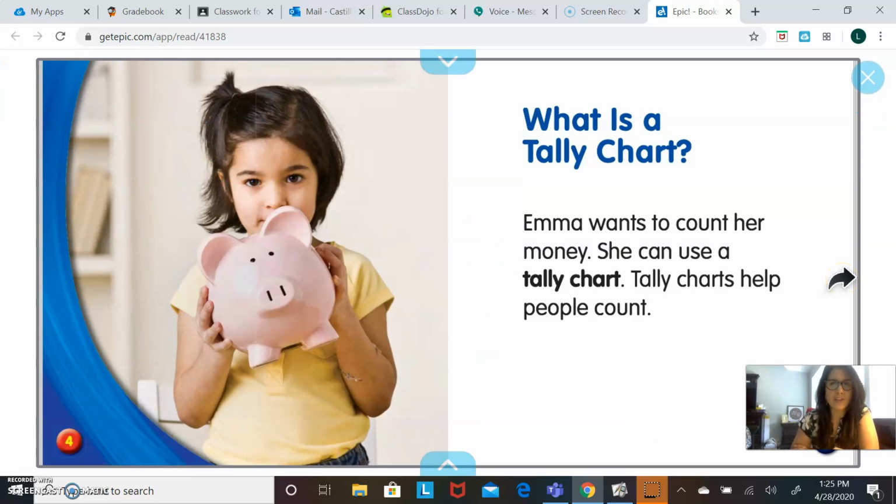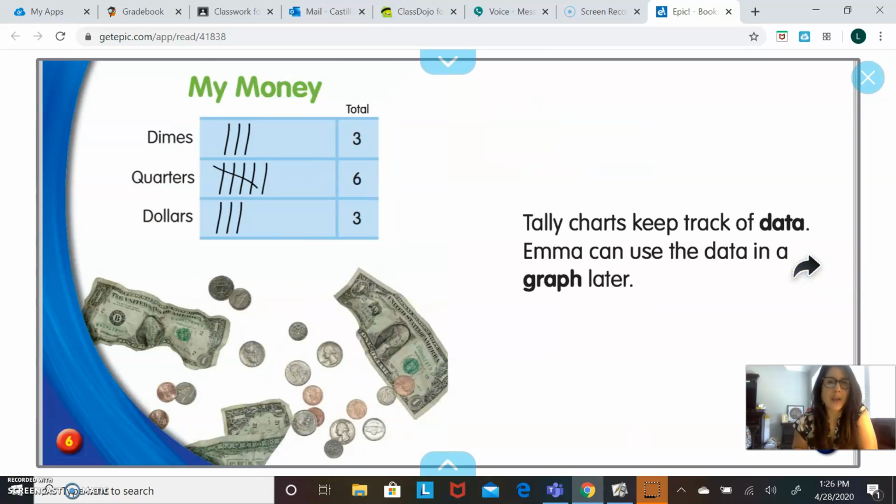What is a tally chart? Well, Emma wants to count her money. She can use a tally chart. Tally charts help people count. So, tally charts keep track of data. Emma can use the data in a graph later. So let's take a look at this.